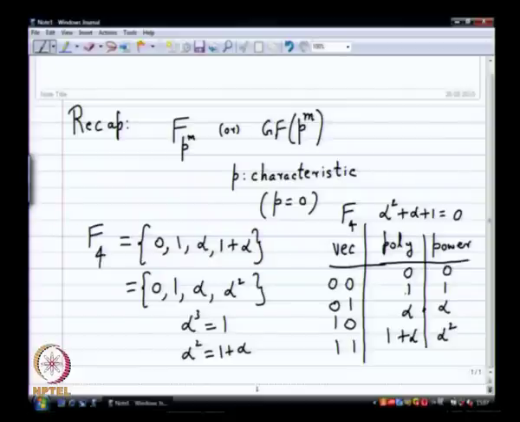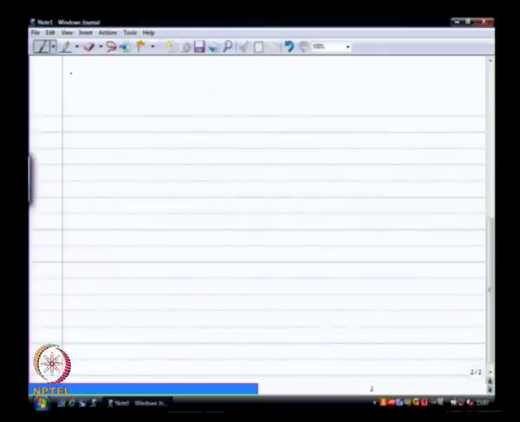So that's F4. I'm going to make a table like this for F8, and I'll also urge you to make a similar table for F16. It's important that you do it for various reasons. It will definitely be useful for you for problem solving. So let's do that for F8.